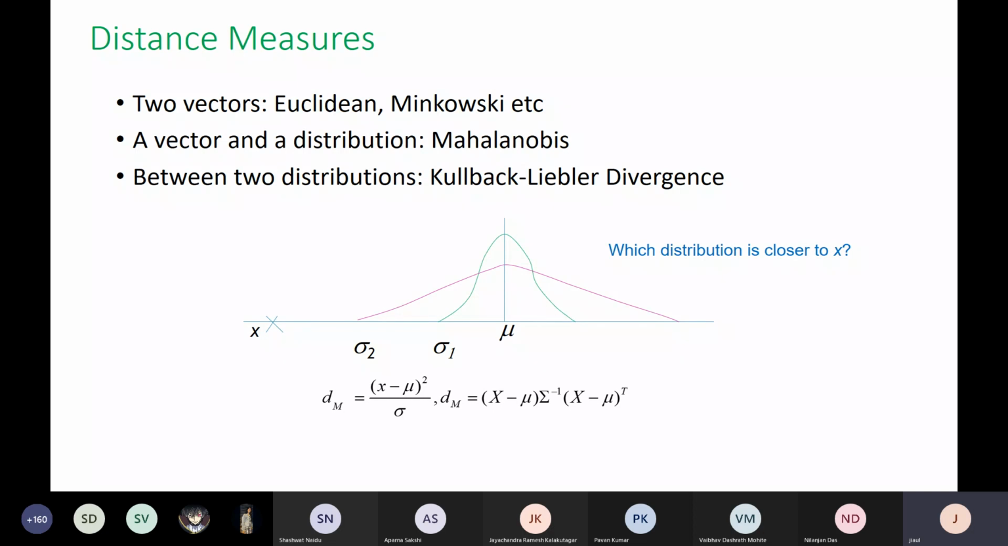Now, when you have two probability distributions and you want to measure their similarity or dissimilarity, then you can use the Kullback-Leibler divergence, or in short KL divergence. Depending upon the situation you're dealing with, you have to choose which particular measure to use. Here is a little picture and one question I am showing in this slide. Which distribution is closer to X? What would be the answer?